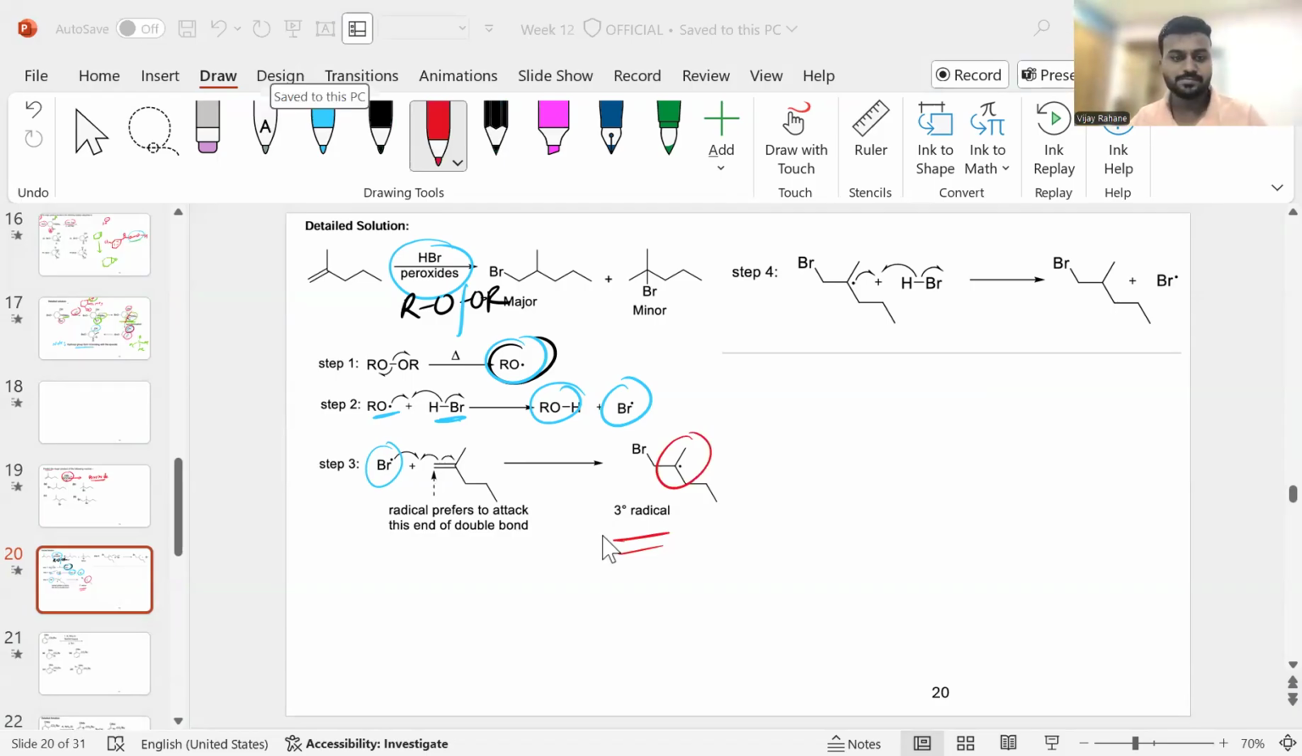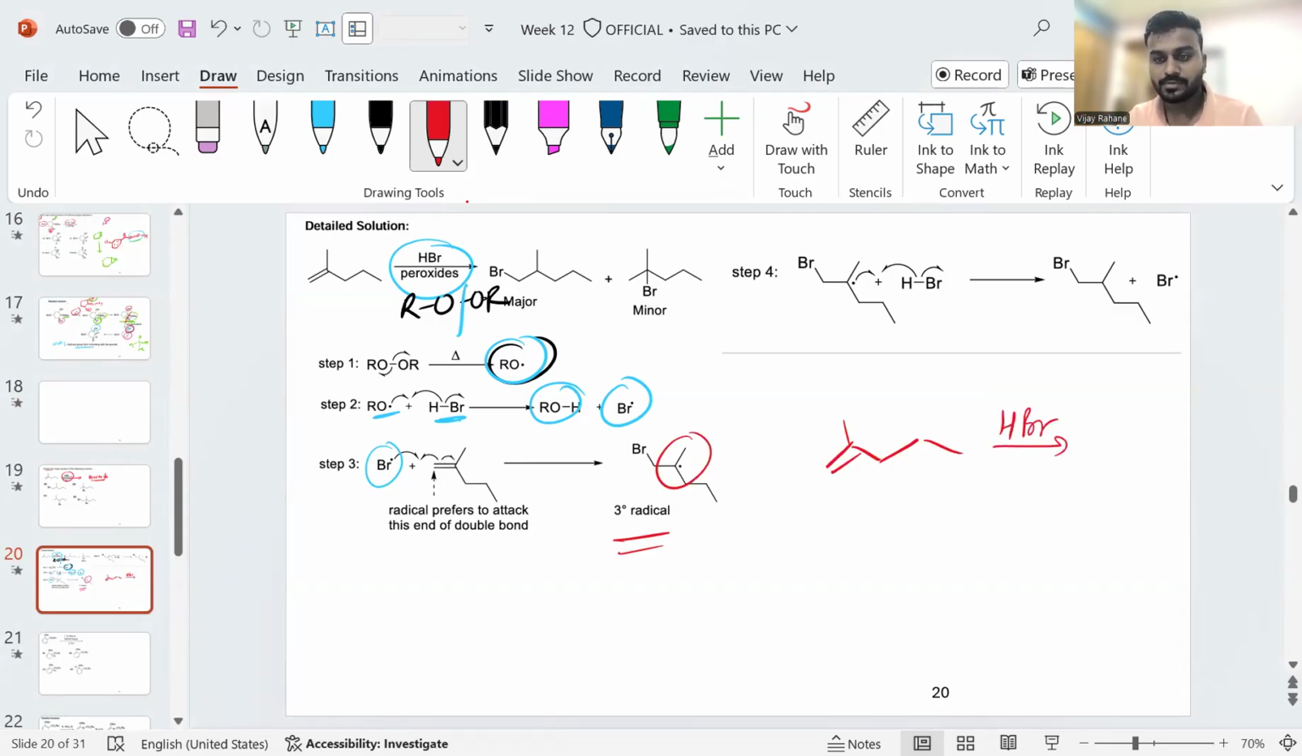Right. So this was the simple step. This is the basic difference in the HBr addition across the double bond. If you don't have the peroxide in the reaction, so only HBr, then the product will be different. So what will be the product in that case?